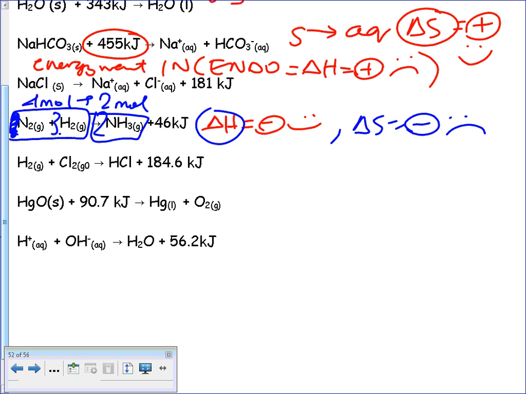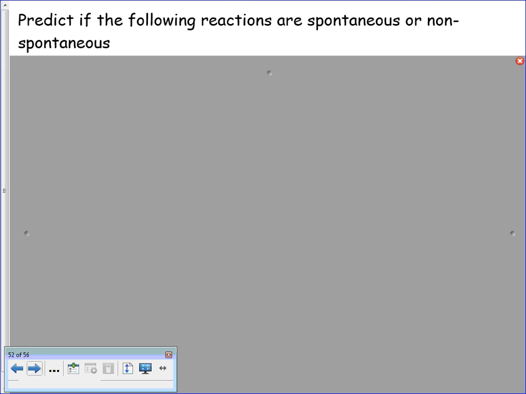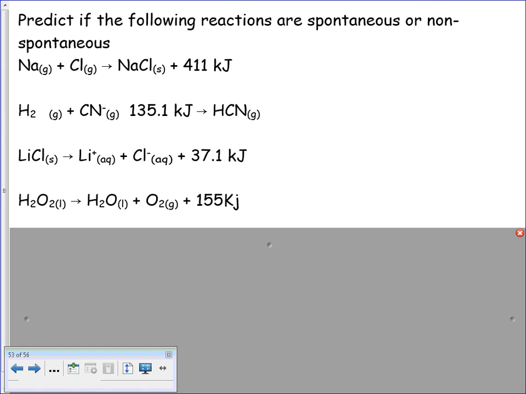Okay, let's do one more. Let's do the last one. Predict if it's spontaneous this time. So you know the 2 conditions that must be present for it to be spontaneous. So I'm going to go with this one, lithium chloride, yielding lithium ion, chloride ion, and this stuff. So tell me your thought process, considering enthalpy first.